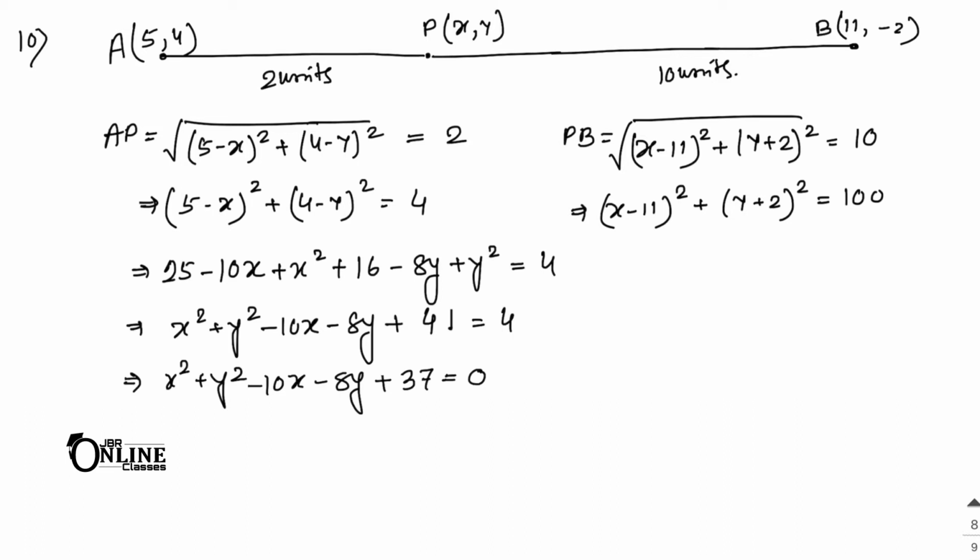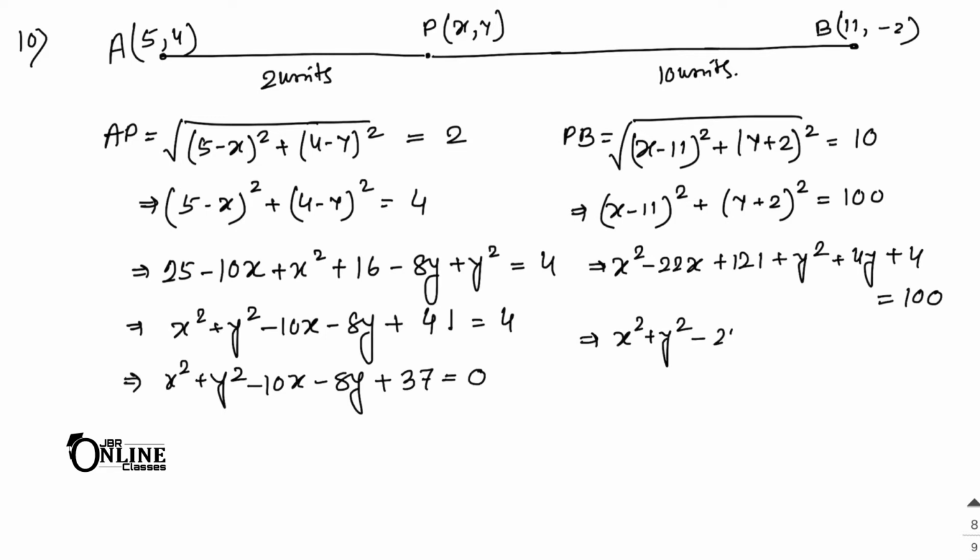In the next one, here you have x minus 11, so that is equal to x square minus 22x plus 121. Then here y square plus 4y, and then here plus 4, that one equal to 100. So x square plus y square minus 22x plus 4y, and as here 121 plus 4, it's 125, minus 100, that equal to 25, that equal to 0. So now that is equation number 1 and that is equation number 2.